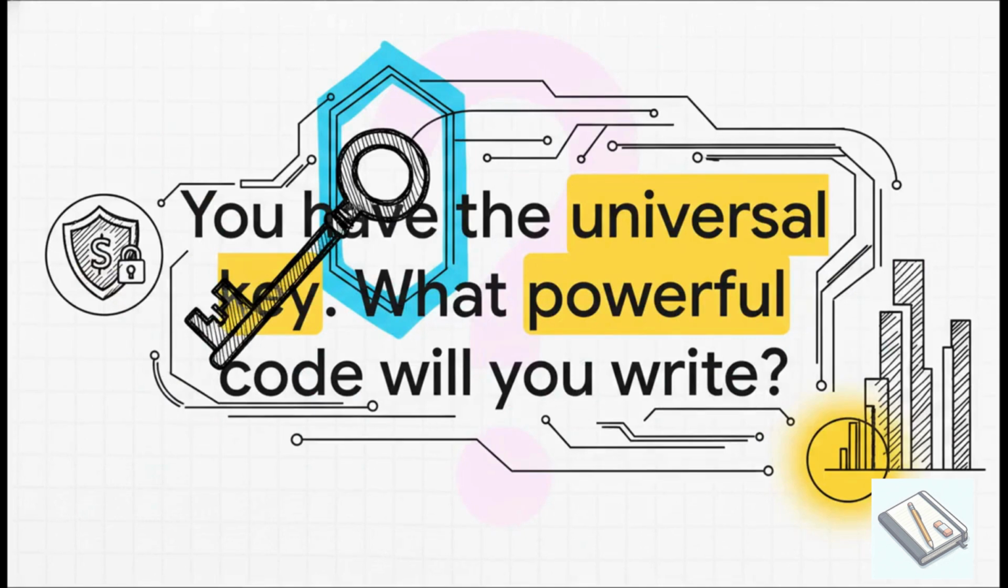So you see, the iterator is so much more than just a fancy loop. It's a really powerful design pattern that helps you write code that's both robust and incredibly flexible. You now have the universal key. The only question left is, what amazing data-agnostic code are you going to write with it?